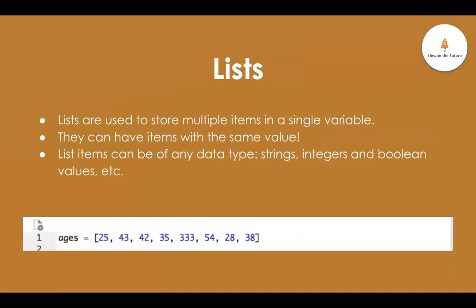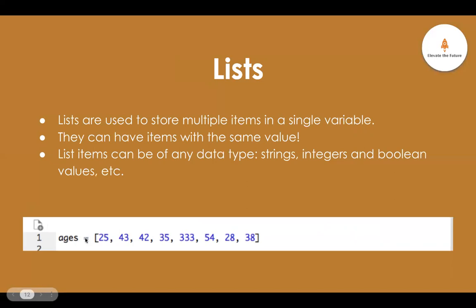Take over. All right, so lists are used to store multiple items in a single variable. They can have items with the same value, or things with many different data types. So you can have a mix of strings, integers, and boolean values. It's a lot easier to just have one variable that stores all of it. For example, down here we have ages. You might have a group of participants and you store all their ages in a certain order, and you could maintain that order throughout all your other lists.